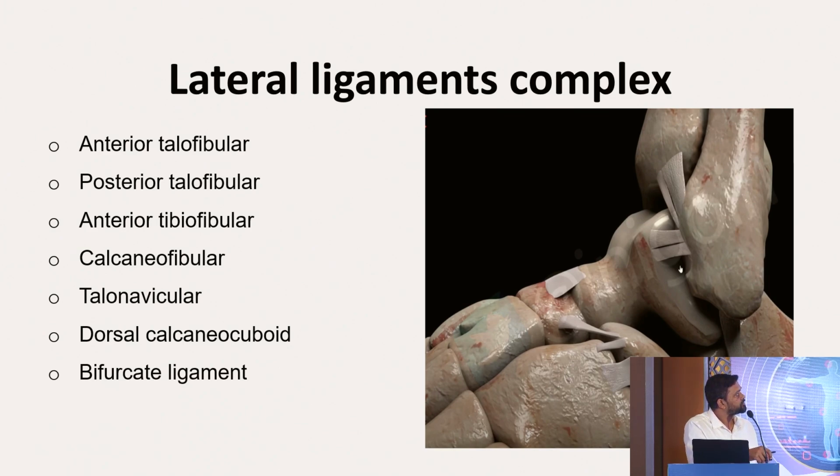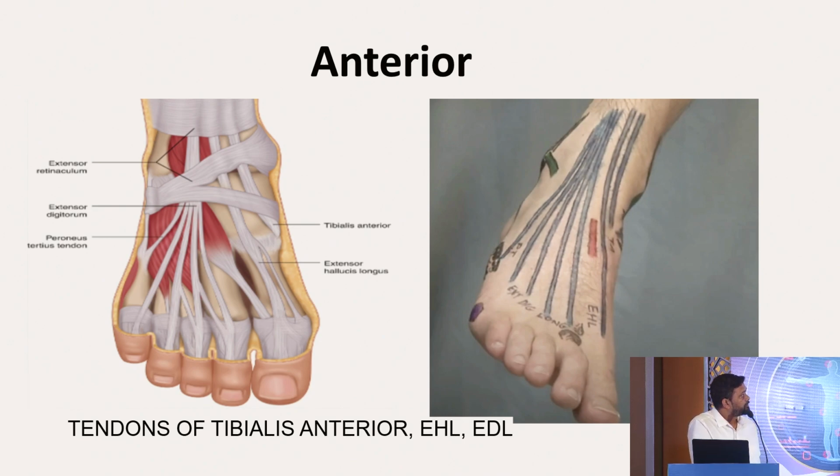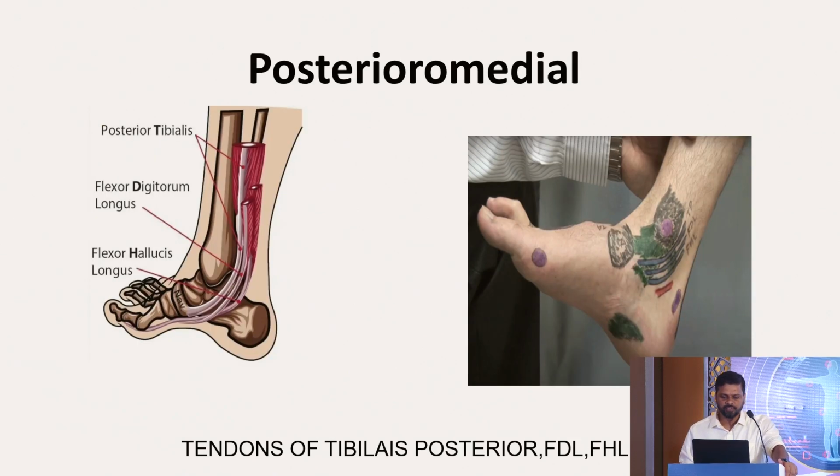Then next one is the talonavicular ligament. Then the posterior talofibular ligament, which is not seen in the picture. Then anterior tibiofibular ligament, calcaneofibular ligament, talonavicular ligament, dorsal calcaneocuboid ligament, and the bifurcate ligament. It again has 2 parts, one straight and one oblique part. The anterior part we have already seen; these are the main tendons which we can consider for palpation and clinical muscular examination. Laterally also we have seen it.